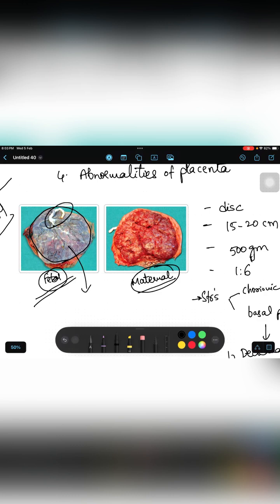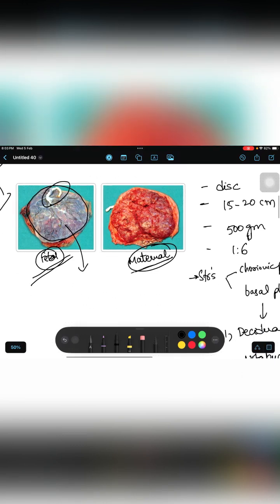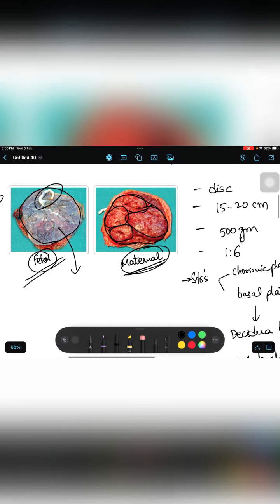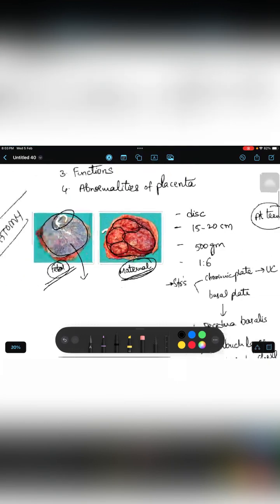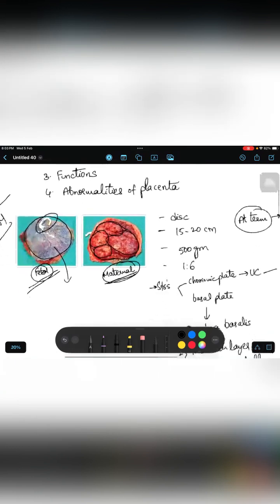Then comes the maternal surface. As you can see in the picture, the maternal surface is rough and contains some lobular structures. These lobular structures are known as cotyledons. In the anatomy of the placenta, you can write that this is a circular, disc-shaped placenta, around 15 to 20 centimeters in length.